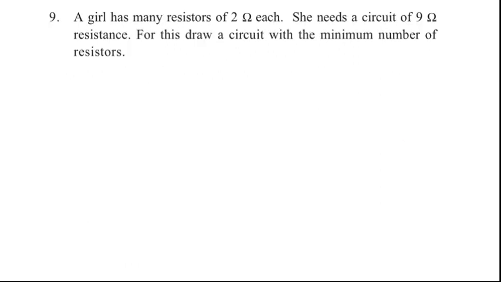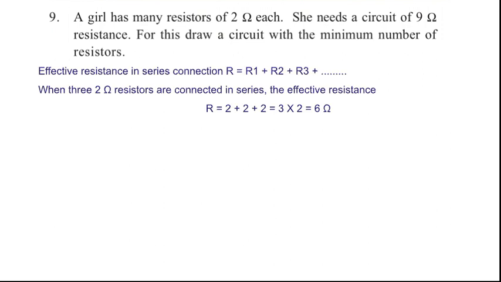Ninth one. A girl has many resistors of 2 ohm each. She needs a circuit of 9 ohm resistance. For this, draw a circuit with minimum number of resistors. Here, effective resistance in series connection R is equal to R1 plus R2 plus R3 plus etc.